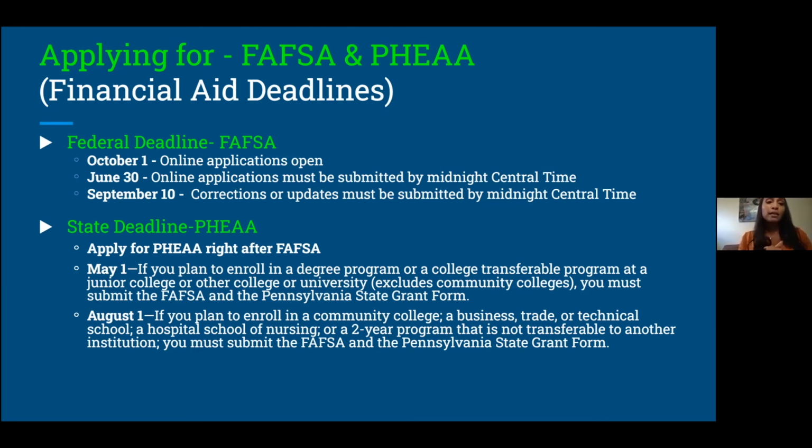Let's talk about deadlines for the state grant. So remember, you want to apply for the state grant right after you apply for FAFSA. So boom, you don't even have to think about it. May 1st is a deadline if you plan on enrolling in a degree program or a college transferable program. August the 1st is the deadline if you plan to enroll in a community college or a trade school.